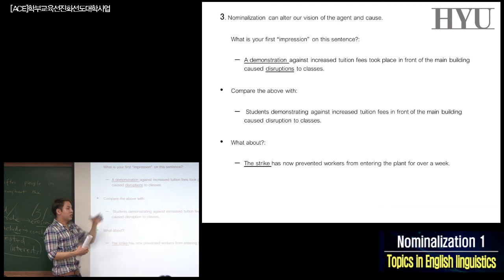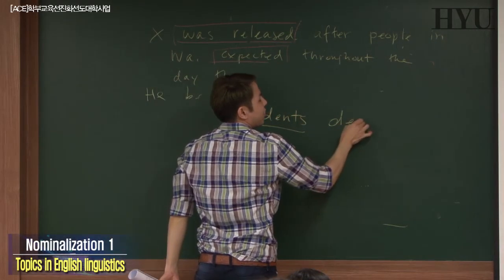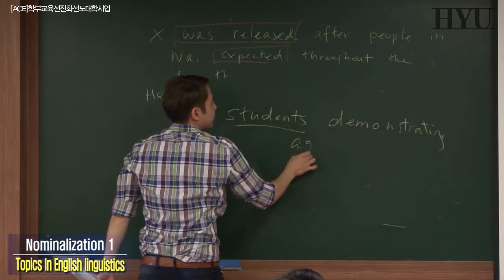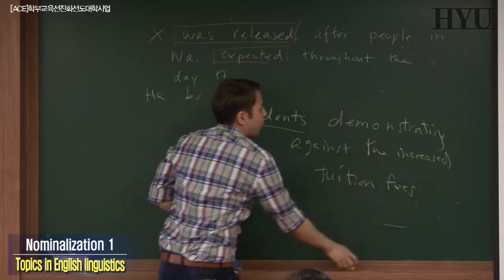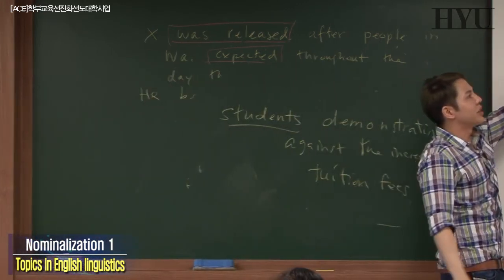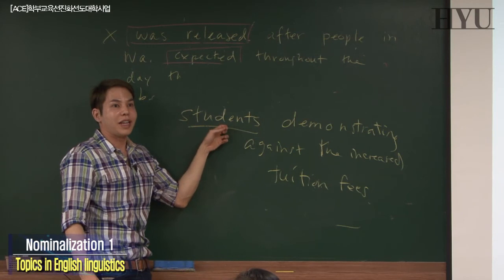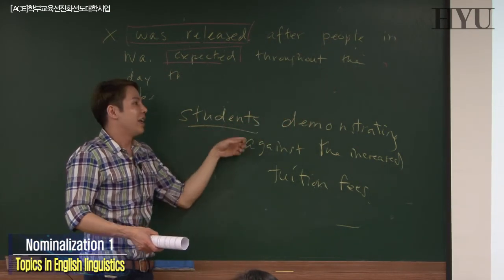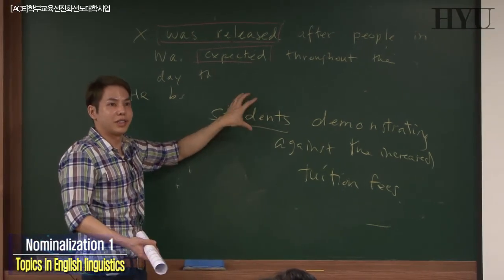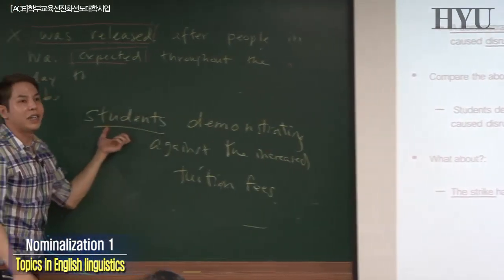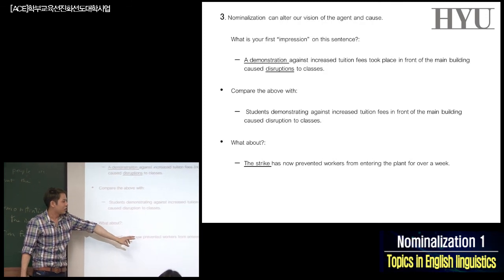And if you change it to students demonstrating against the increased fee, the impression might be different, right? Because if you just see the demonstration, oh, it might be a political demonstration, it could be other people. But if we see the real agent, who might be students, right? And they decided to disrupt, to not go to the classes, right? In order to protest against the tuition fee increase. So in this case, you might feel sympathy towards the students. But in this case, the demonstration without the agent, you don't feel that kind of sympathy, not the same thing, right? So same. And then here, the strike has now prevented workers from entering the plant for over a week.